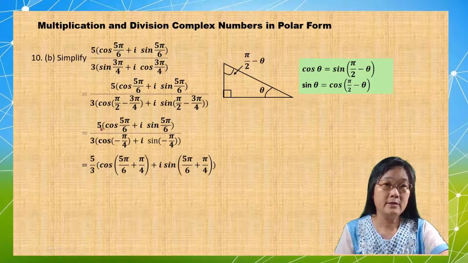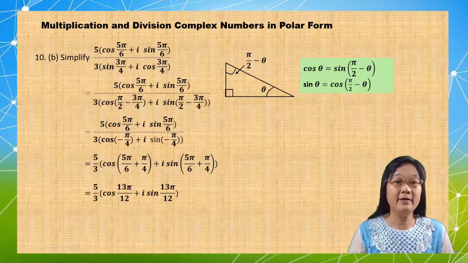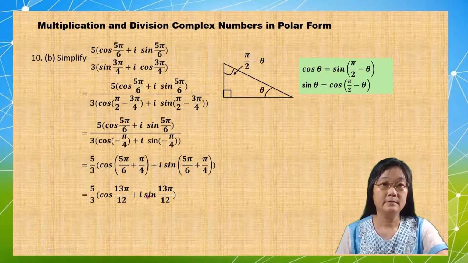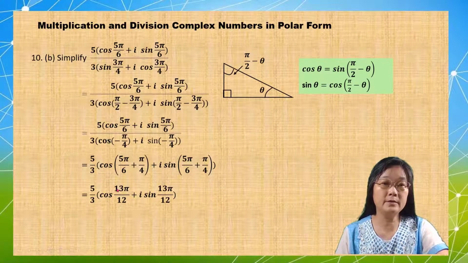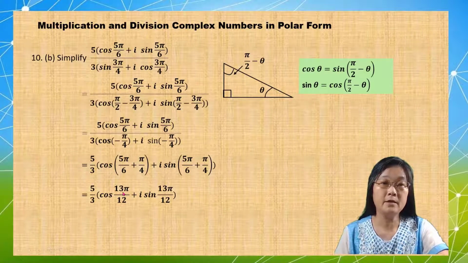First, the modulus, 5 divided by 3. Then for the argument, 5 pi over 6 minus negative pi over 4, which becomes positive pi over 4. When we simplify, we get 13 pi over 12. Now when we look at this argument, 13 pi over 12, it is more than pi. So we know that the argument must be less than pi.